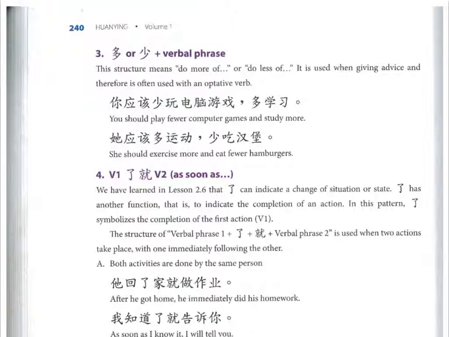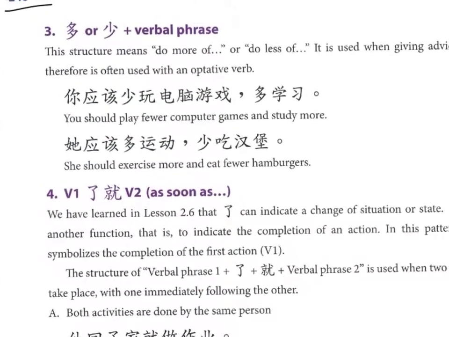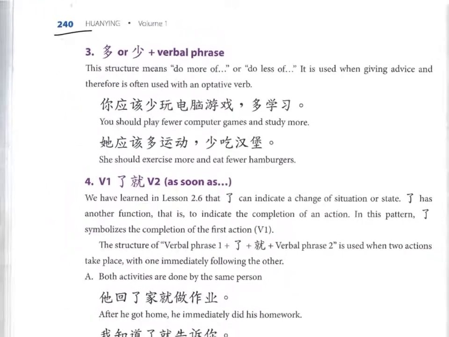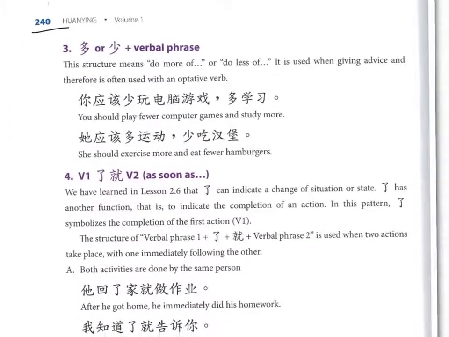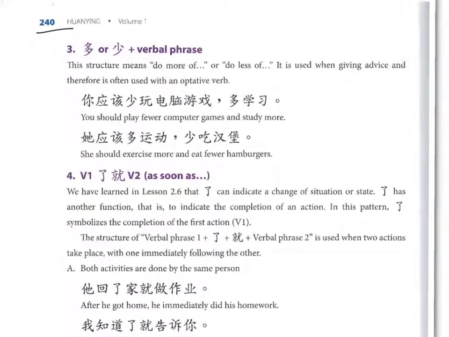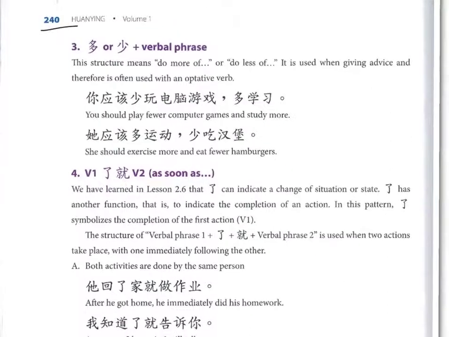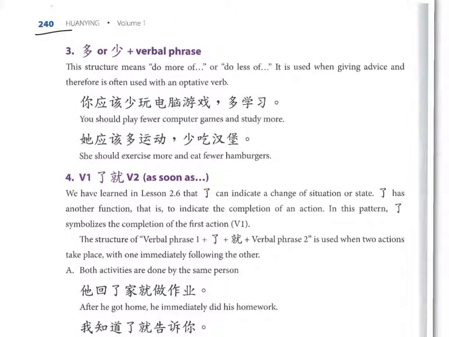Okay, here we are on page 240. In here, we are looking at the use of 多 and 少. And what we're looking at here is this structure with 多 or 少 and then a verbal phrase. It means that you can either do more of something or do less of it.